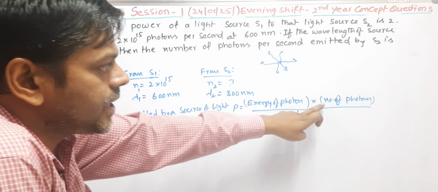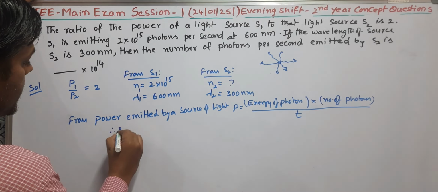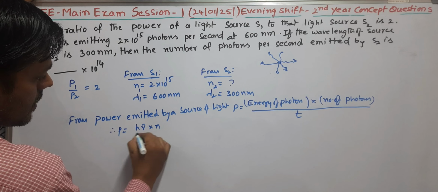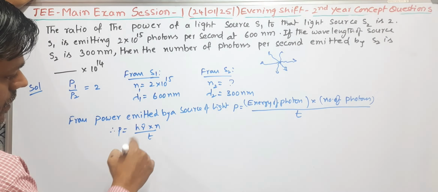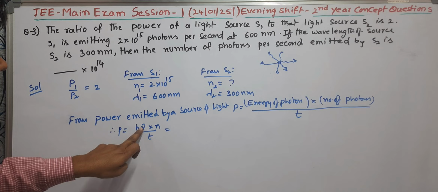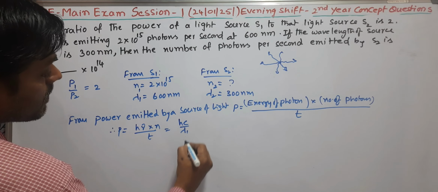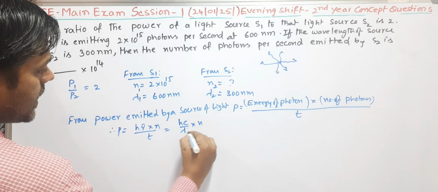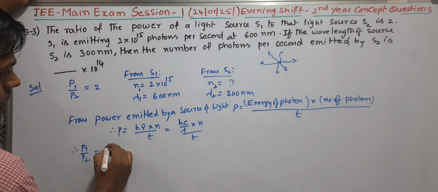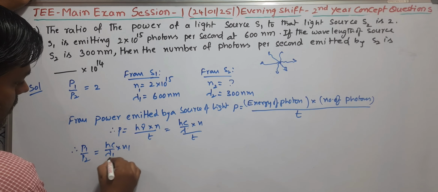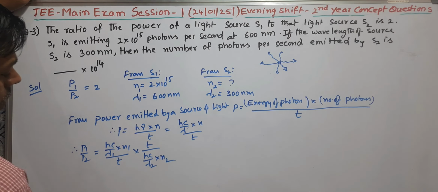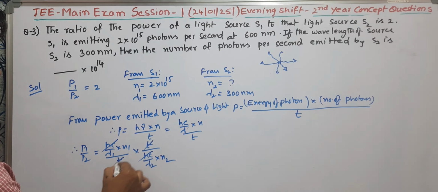Each photon has energy E equal to h nu, and the number of photons is N. Therefore P is equal to h nu into N by T. But frequency is not given, so we write nu in terms of wavelength: hc by lambda into N by T. Therefore P1 by P2 is equal to hc by lambda 1 into N1 by T, divided by hc by lambda 2 into N2 by T. The hc and T cancel.